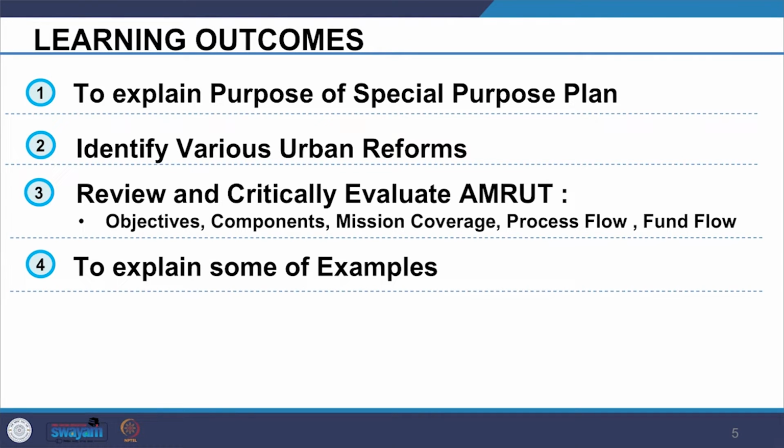The expected learning outcomes would include: you should be able to explain the purpose of special purpose plan. You should be able to identify or name some of the urban reforms, and review and critically evaluate the AMRUT project, its objectives, and different components. You should be able to tell the mission coverage, the process, and all the processes about fund flow involved. And then you should also be able to explain some of the examples.